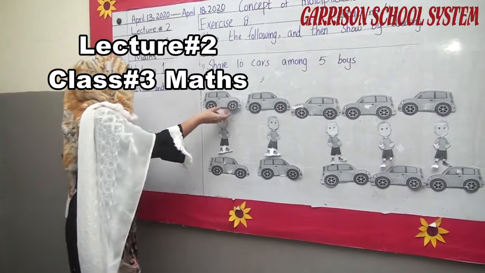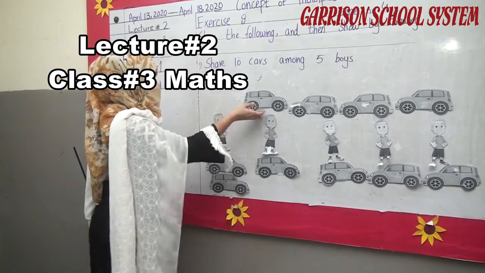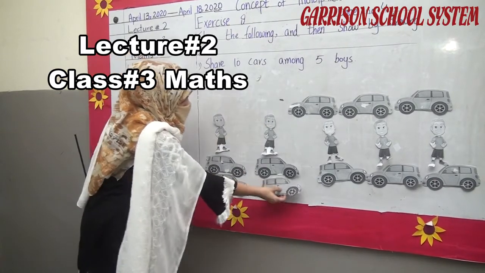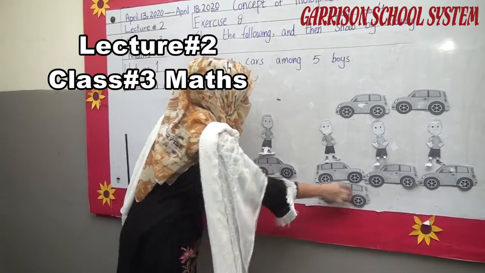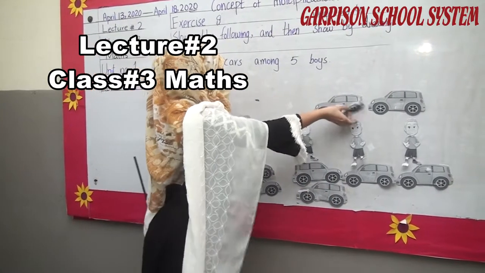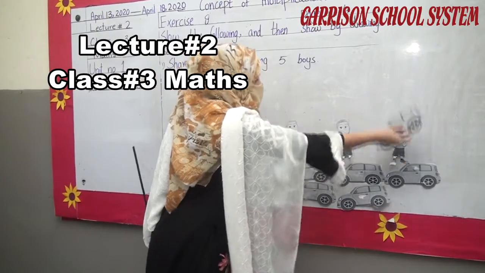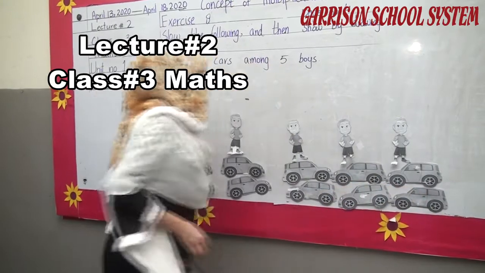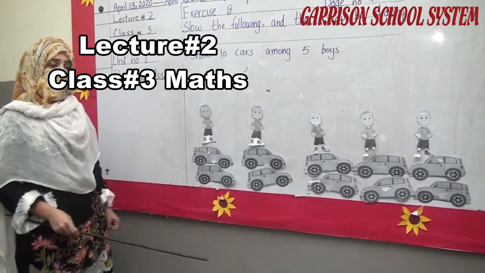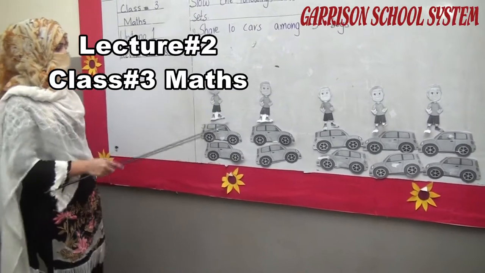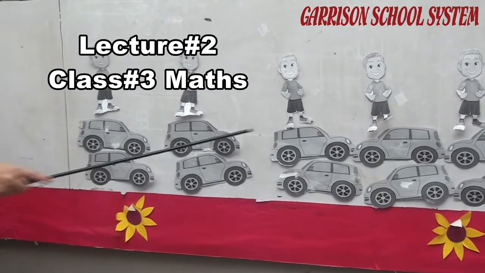So we share the number 6 card to boy number 1, number 7 card to boy number 2, number 8 card to boy number 3, number 9 card to boy number 4, number 10 card to boy number 5. Now we have shared all the cards among these 5 boys. So now look here, how many cards does each boy get? Each boy gets 2 cards.